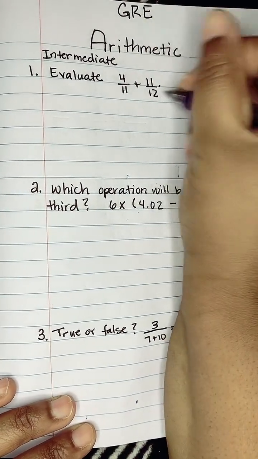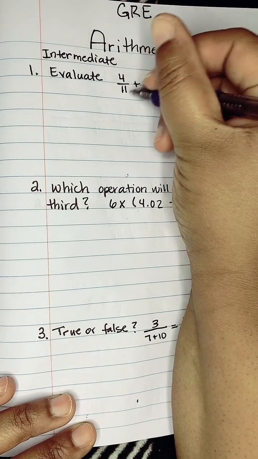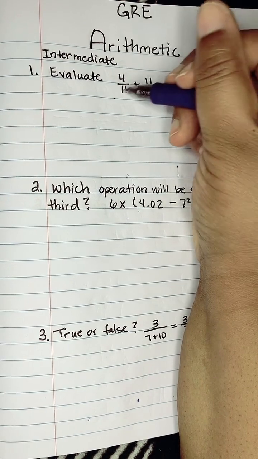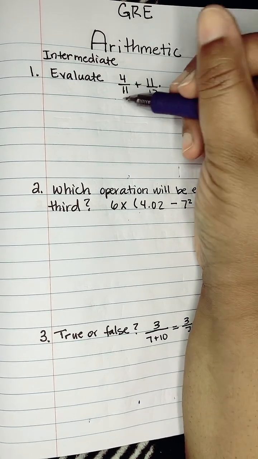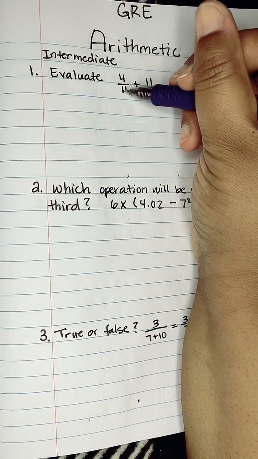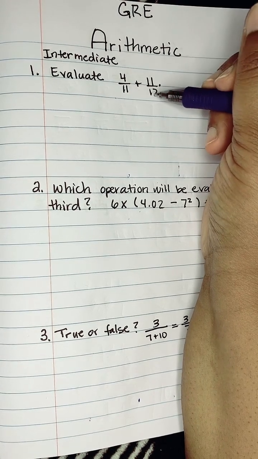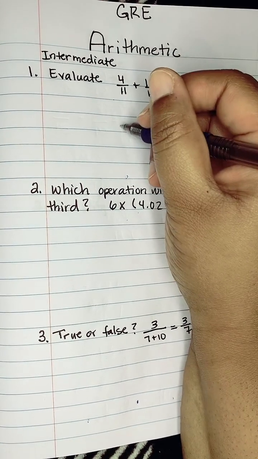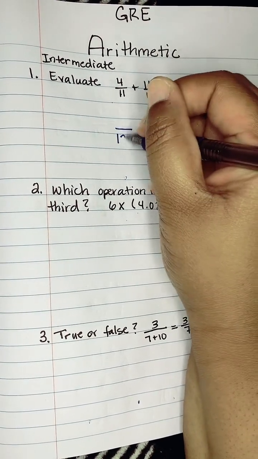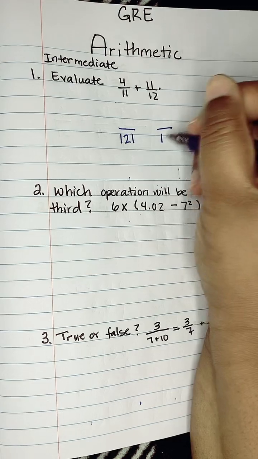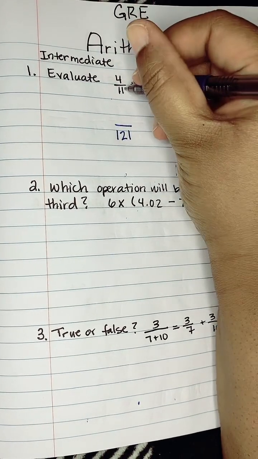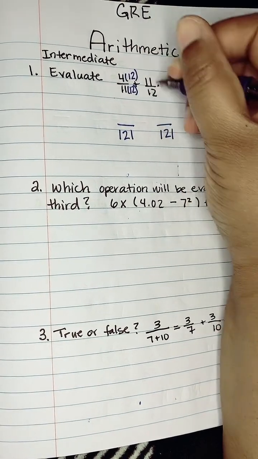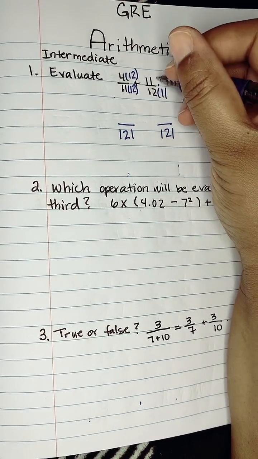Yes. So whenever you have this, this is called a prime number, you guys. A prime number is where only one times itself will get you that number. So this is a prime number. Whenever you have a prime number and a composite number, you usually have to just multiply those together. So our LCD is going to be 121. Okay. So we will multiply this by 12. And then we will multiply this by 11.